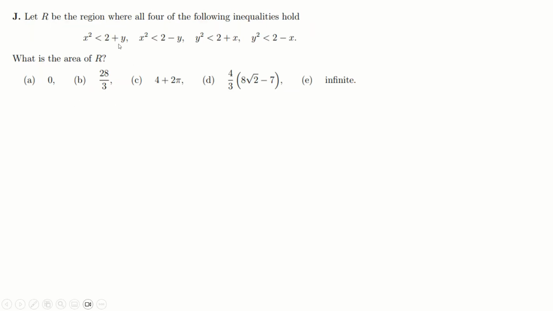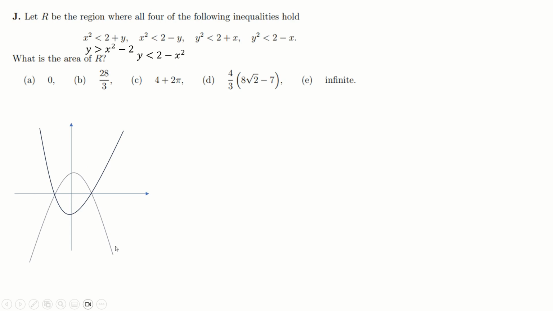You just need to know what some of these graphs look like, I think. So if we rearrange this, we get this, which is clearly this graph here, and we want to be above the quadratic for this. Rearrange this, and we get this one here, which is the upside down one, and we want to be below it, so we want to be in this area that I'm sketching pretty terribly right here.